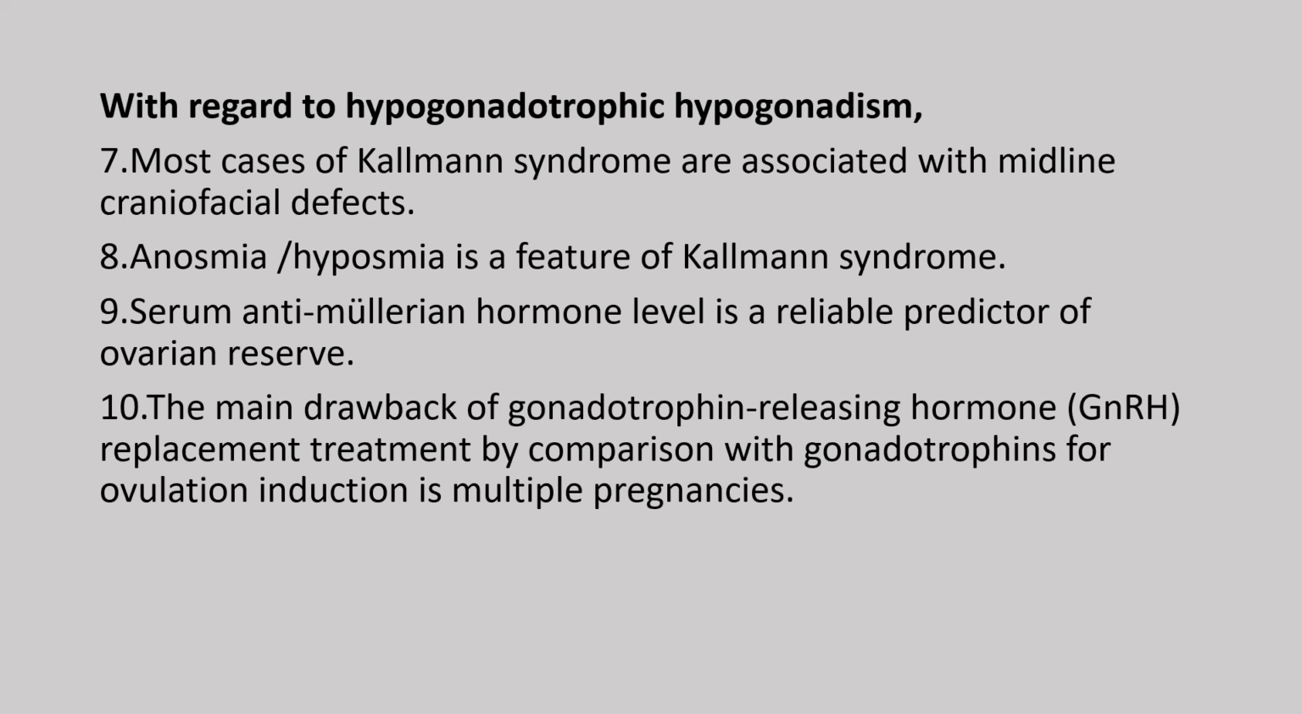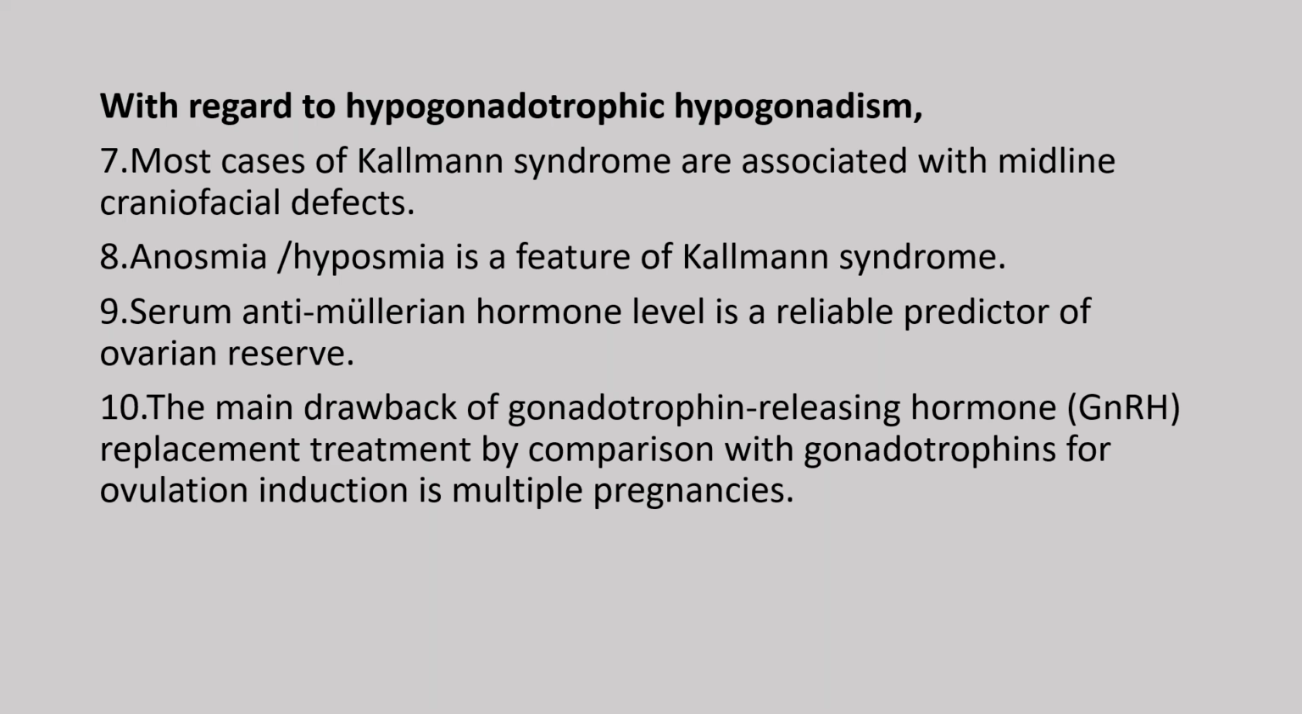So the best clinical indicator for ovarian reserve is the ovarian response to stimulation with gonadotropins. If you want to objectively demonstrate the ovarian reserve, then you have to stimulate the ovary with gonadotropins, and that is the best option for objective prediction.